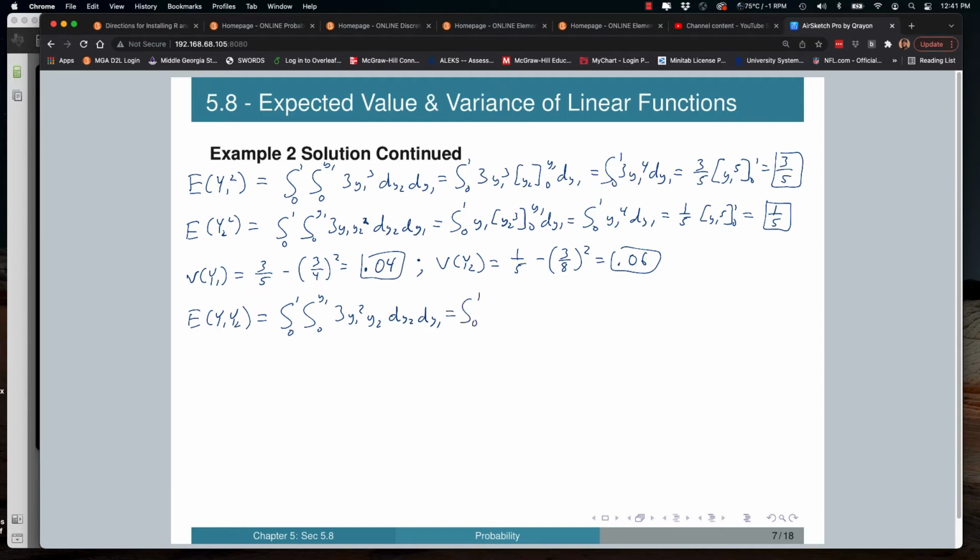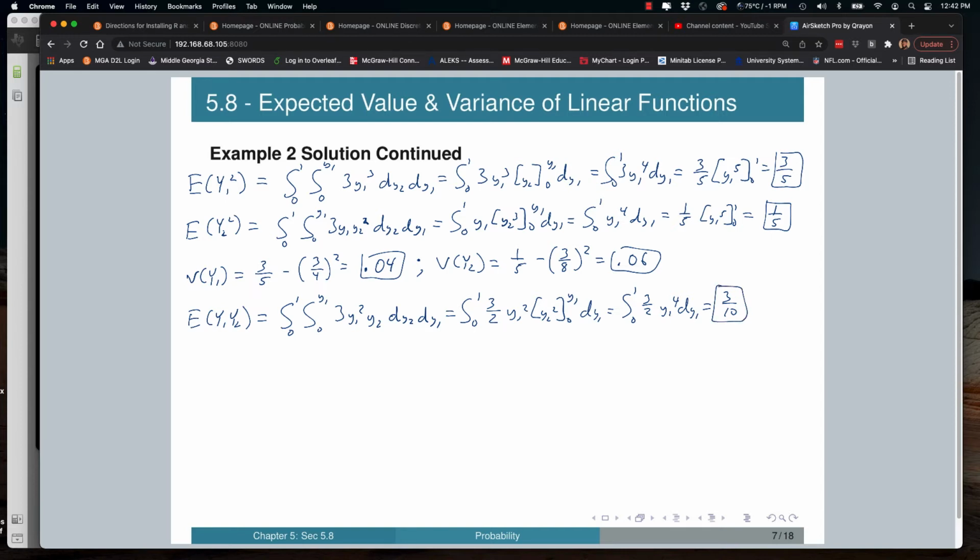So I get 3/2 y sub 1 squared, y sub 2 squared evaluated from 0 to y sub 1. And that's going to clean up to the integral from 0 to 1 of 3/2 y sub 1 to the 4th power, which equals 3/10. It's just going to equal 3/10. I'll skip that last step. I think you guys know how I got from one place to the next.